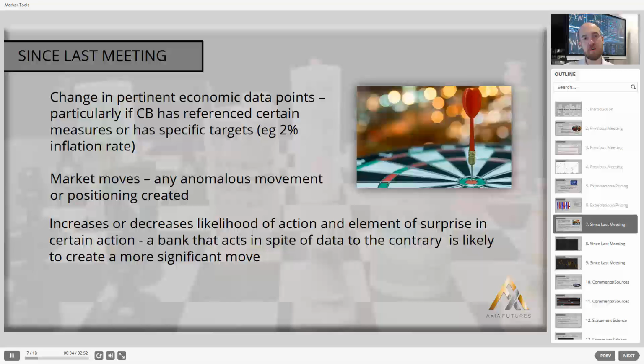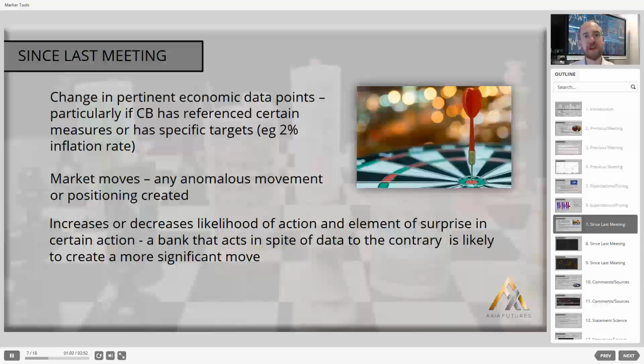So any movement towards 2% may mean that they're going to preemptively try and hold the economy back, so that rather than hitting 2%, we drift up to it and hold around 2%. So trying to slow down the market before it gets there. So economic data points are going to be very important, particularly if the central bank has guided you towards one or another data point. Next up, we want to be looking at market moves.